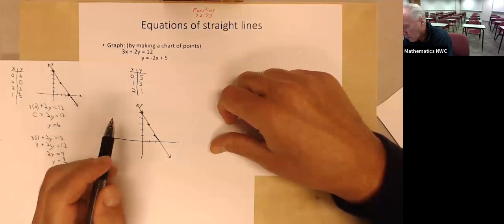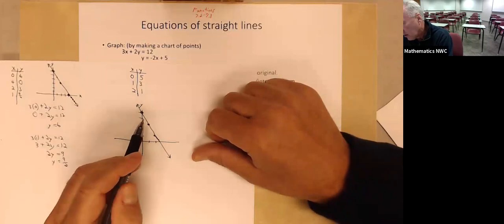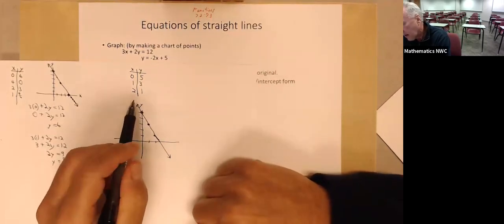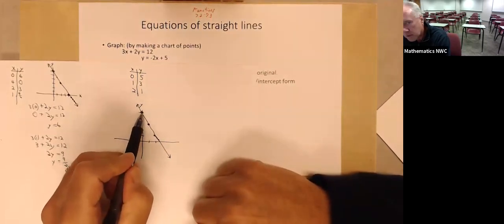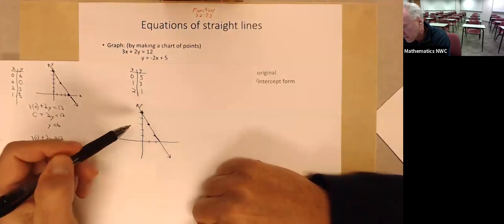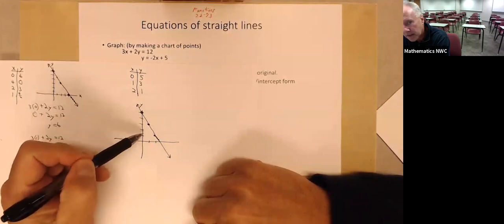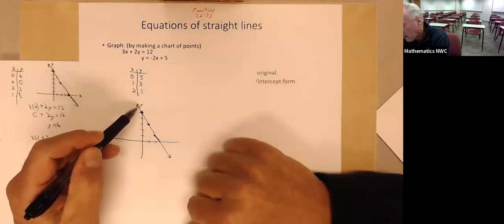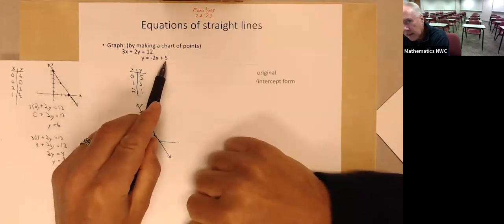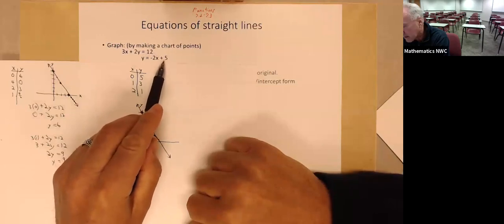But now, an important concept. Look at the y-intercept of this line. The y-intercept is where it crosses the y-axis. This y-intercept is 5 because it's 5 units up. Notice on the original that 5 is showing right here as the number being added by itself.